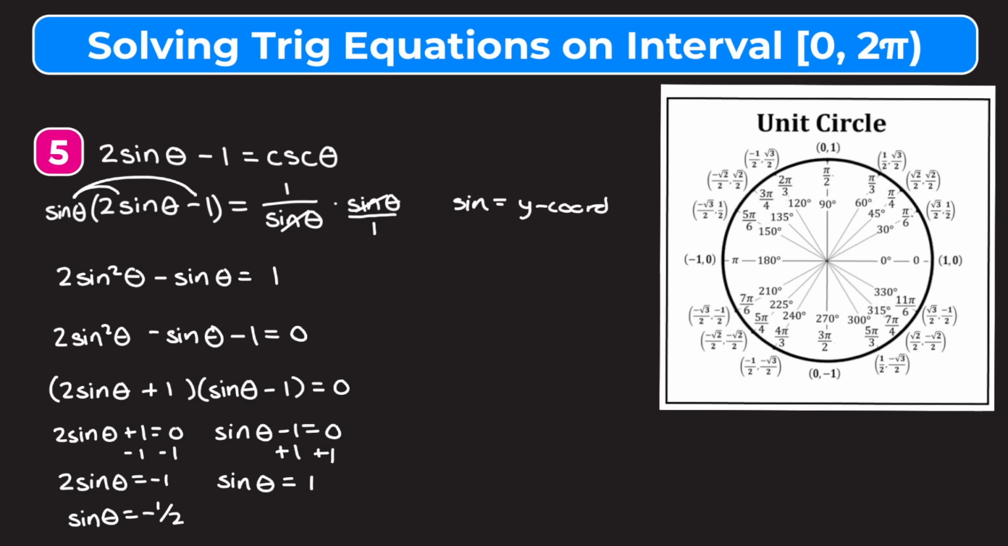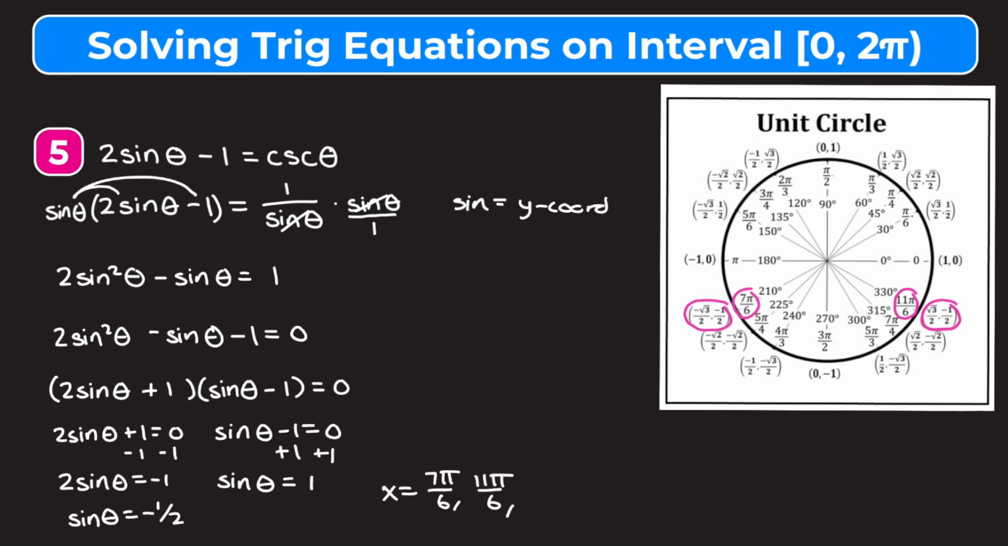So for this left equation, we're trying to figure out when is the sine of theta equal to -1/2. So we're only looking in the third and fourth quadrants because we want a negative y-coordinate. So we're going to have 7 pi over 6, and then we need the other angle in the fourth quadrant with a 6 in the denominator, so it's going to be 11 pi over 6. So we get that x can be 7 pi over 6 or 11 pi over 6.